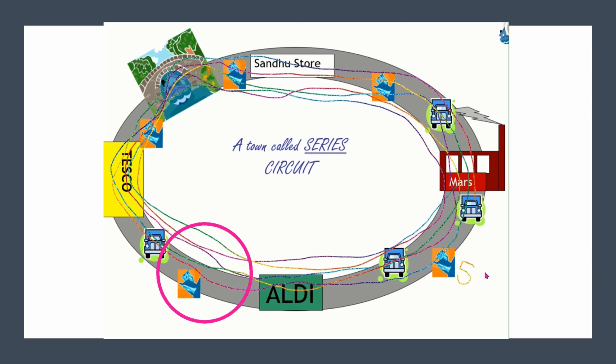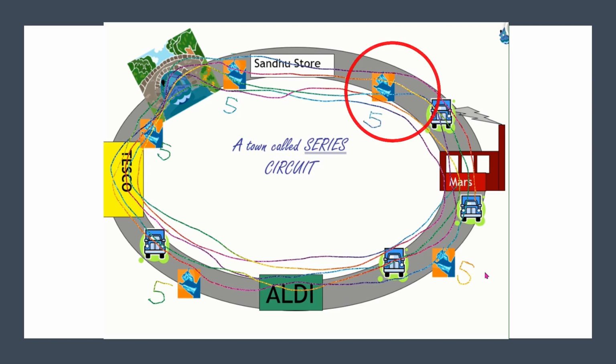1, 2, 3, 4, 5. Definitely went off the track there. They got 5. Here, 1, 2, 3, 4, 5. And again 5 for the last two counters. So what you found is in a series circuit, the current, which represents a group of lorries in a certain time, is all the same anywhere in the circuit.